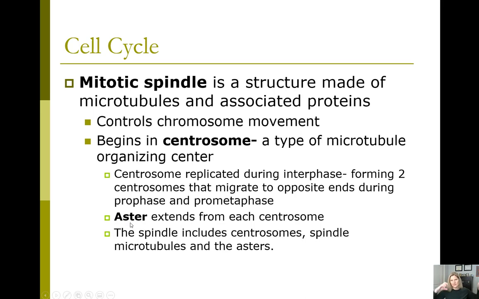The mitotic spindle extends from the centrosomes in what we call an aster. Think aster as a star. It does look like an aster, as these mitotic spindles are flowing away from the centrosomes. So we have these asters, or star-like things, with the microtubules extending from the centrosomes.